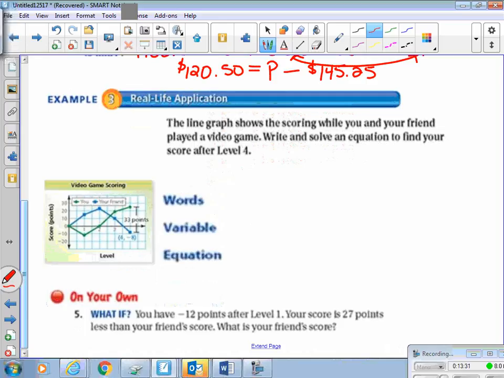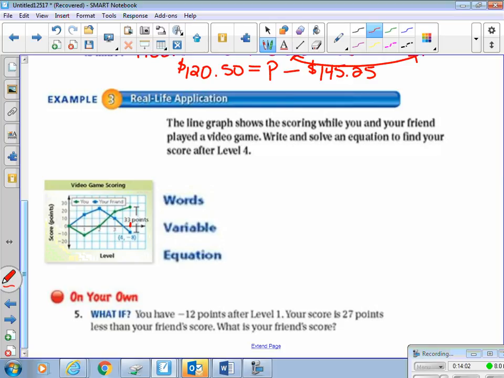In example 3, the line graph shows the scoring while you and your friend played a video game. Write and solve an equation to find your score after level 4. If you look at the chart here, green represents you, and blue represents your friend's points. After level 4, which is right here, it looks like there is a difference of 33 points they're showing you.